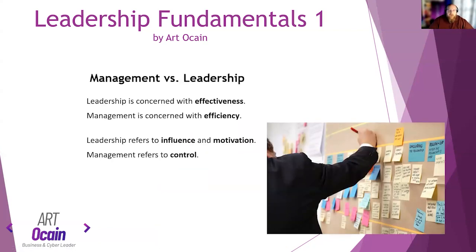Management versus leadership. Leadership's worried about effectiveness, and management's worried about efficiency. You see this when you see good managers that are managing really by metric, and they're saying, okay, we need to get down to 5 widgets today, and I want 0 defects and all that kind of stuff. That's management. Leadership says, let's produce widgets and take over the market. So that's effectiveness. So management is worried about efficiency, and leadership's worried about effectiveness. Leadership refers to influencing and motivating people, while management is about controlling people.